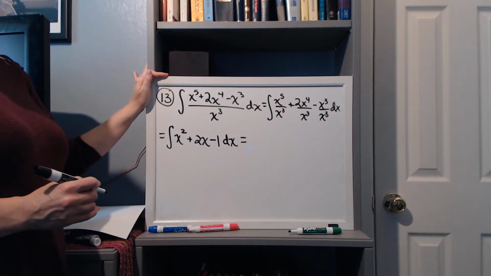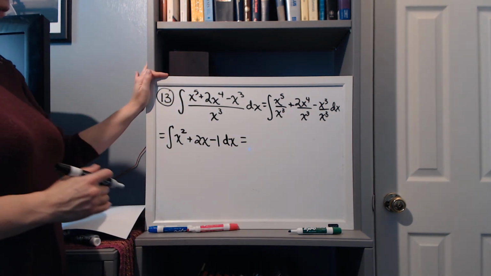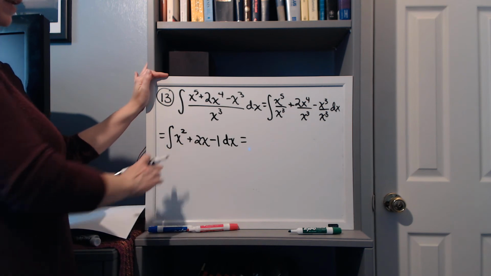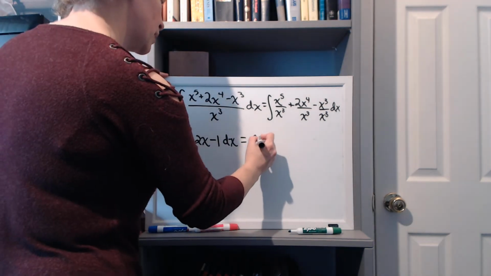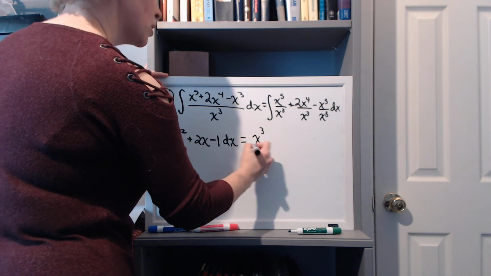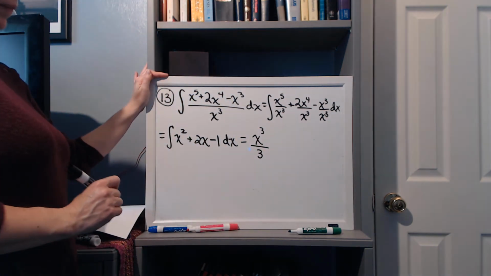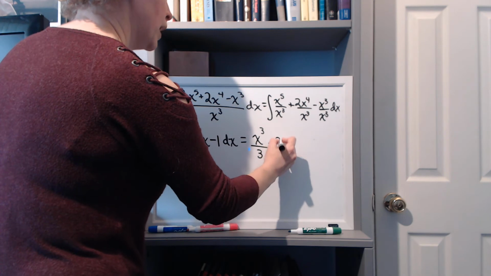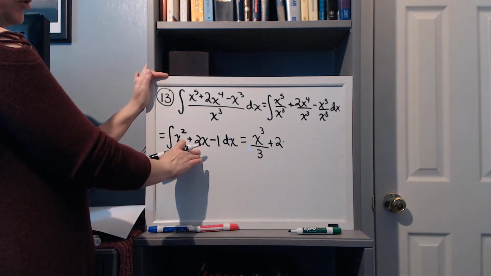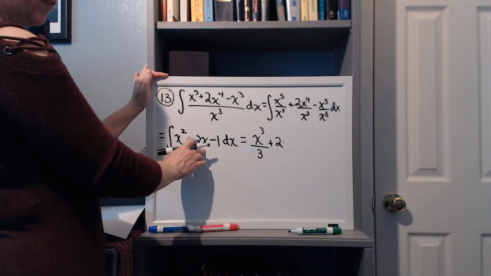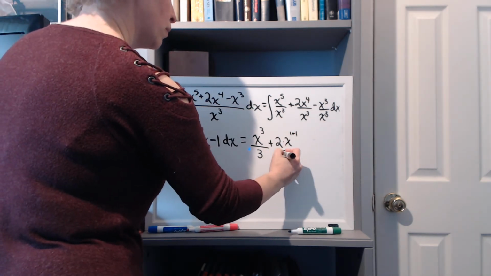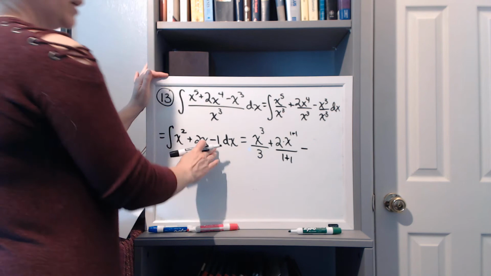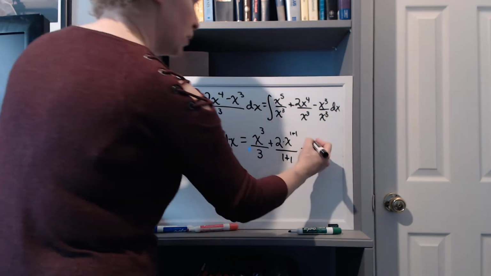And I'm going to go ahead and skip the step of separating everything. We're just going to go one term at a time. So we're going to have the antiderivative of x squared using the power rule for antiderivatives. We're going to get x cubed over 3. And then we're going to have 2, using the constant multiple rule, times the antiderivative of x. So that's going to be x to the 1 plus 1 over 1 plus 1, minus the antiderivative of 1, which we know is x.